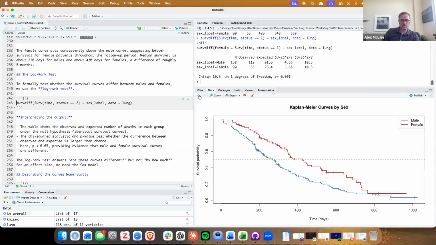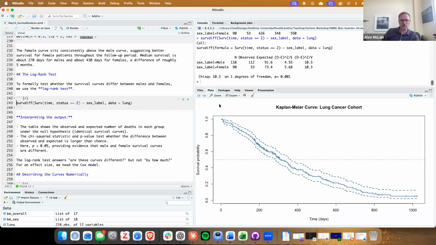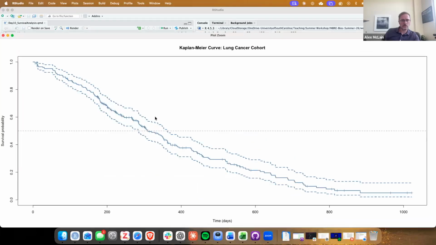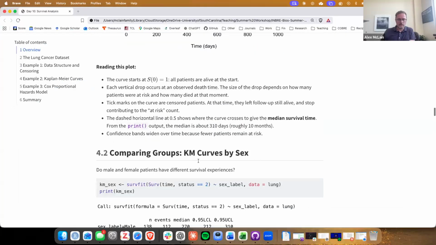I'm going to go back to the first survival curve, which has those confidence intervals on there. So the median was 310 days. Boom, that would be right there. The confidence interval, 285 days to 300 and whatever it was. So we can see that confidence interval from this survival curve that we previously estimated.